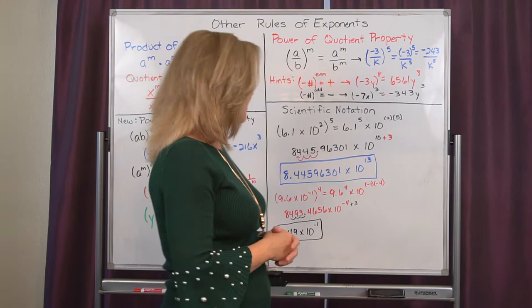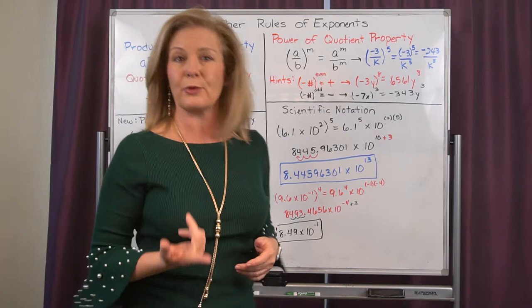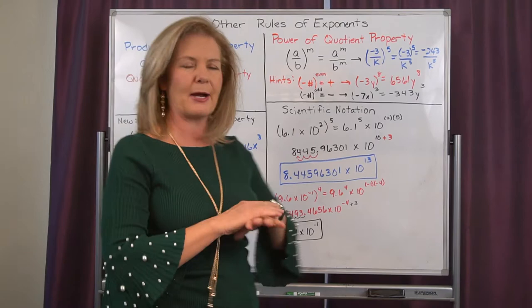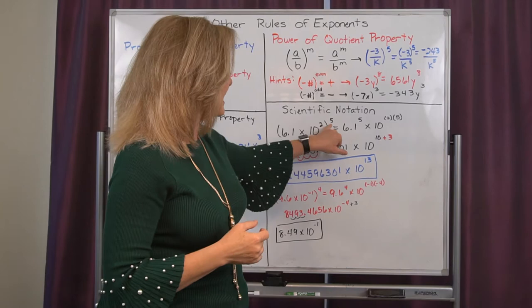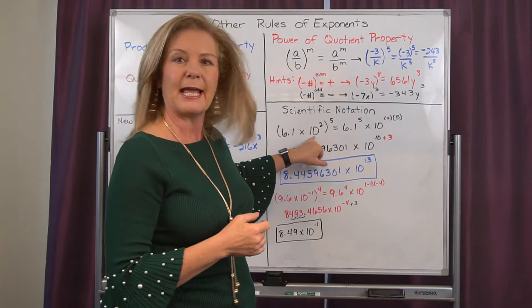Now, let's apply this. Where are we going to see this in the real world? Well, number one, we're going to see this with scientific notation. So if I had 6 1/10 times 10 to the second power, that's in scientific notation format. But then I'm going to raise that to the fifth power, and we've never seen that before. Well, this is where I'm going to apply my rules, because I'm going to take that fifth power and apply it to the 6 1/10, and I'm going to take that fifth power and apply it to the 10 to the second power. So here you can see that I've written those out.